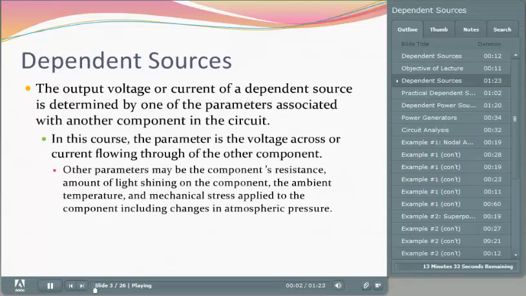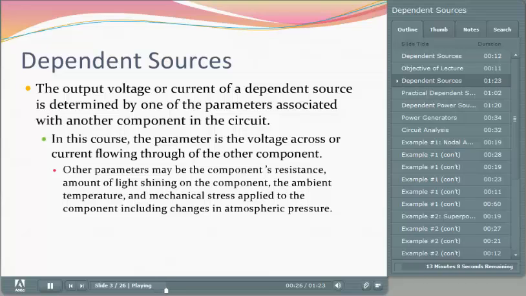The value of the voltage or current of a dependent source is determined by the value of some other parameter within a circuit. In this course, the parameter is the voltage across or the current flowing through another component. In a number of circuits, these other parameters may allow us to sense changes within a circuit or environmental changes.